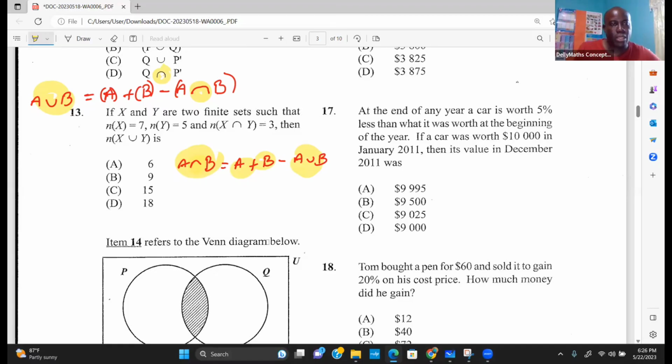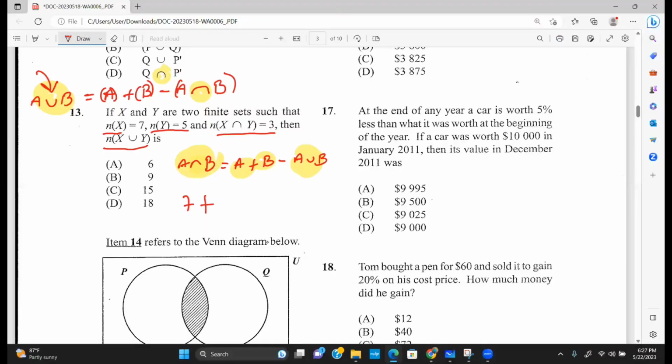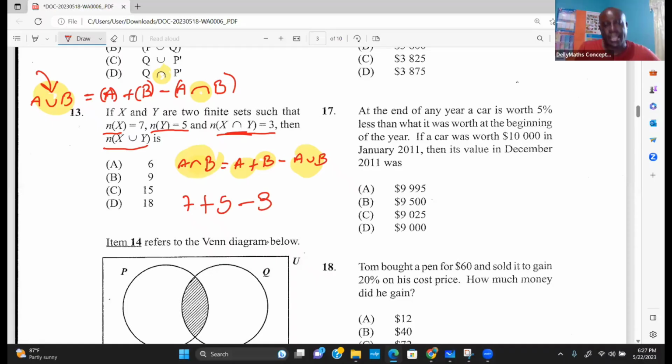Look at this question. Now they're saying, if X and Y are 2 finite sets such that the number of elements in X is 7, the number of elements in Y is 5, and the intersection is 3. Look what they're asking for. What I was saying, they're asking for this one. Both of them are worked out the same way. So all you're going to do is add the number for X, which is 7, add the number for Y, which is 5. So you get 12, and take away 3, and it gives you 9. You will get 9.